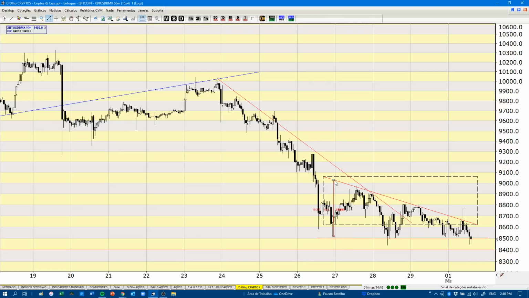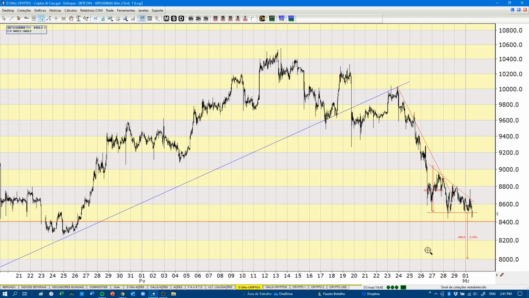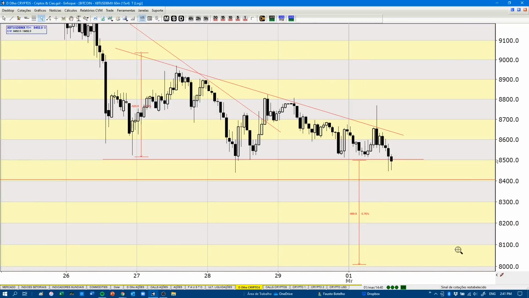Okay, yeah. Open up a little bit more here. Then I project it downwards, and if that happens, we're going to exactly $8,000, which is the projection of the descending triangle.